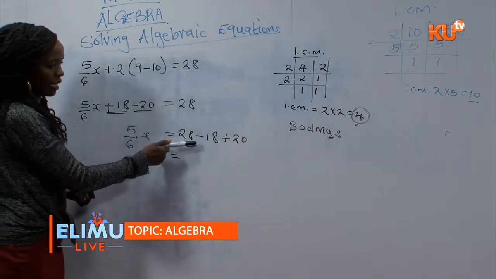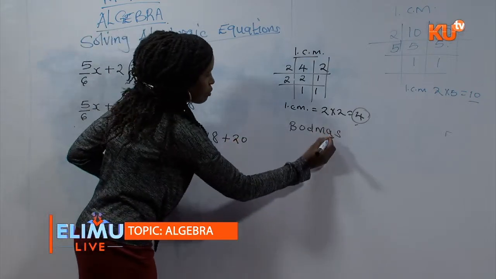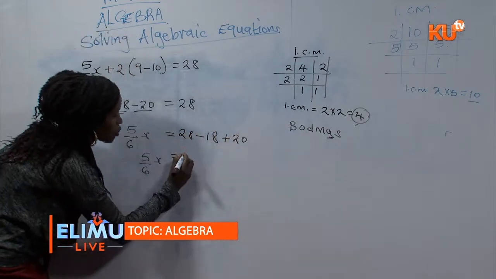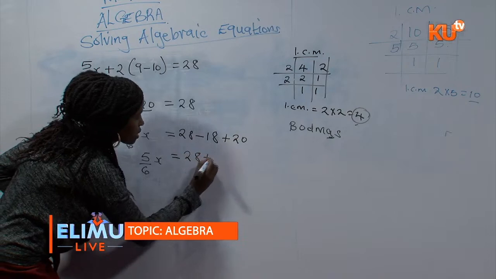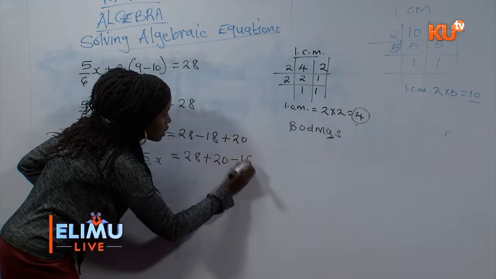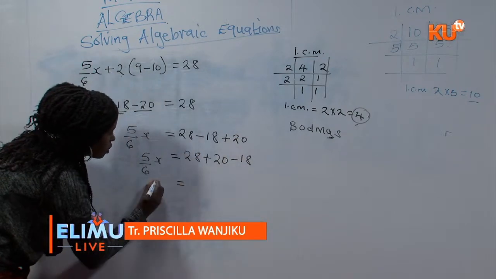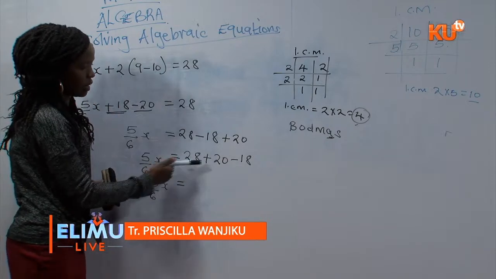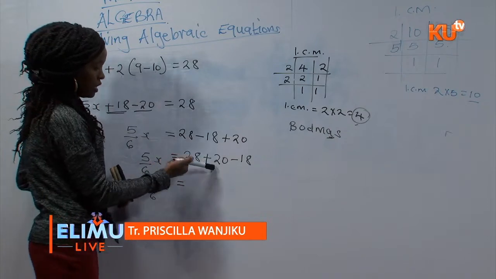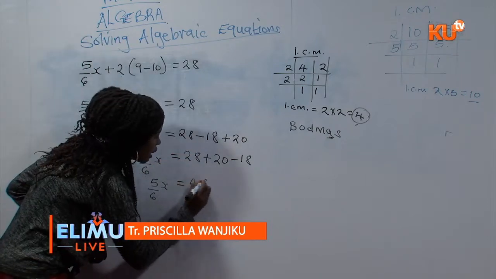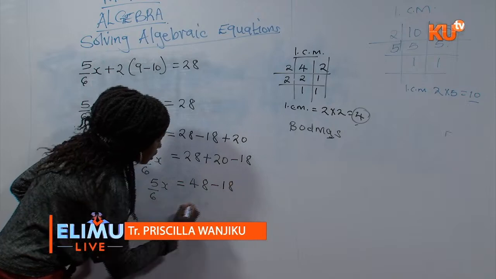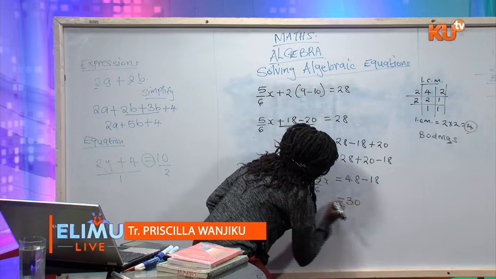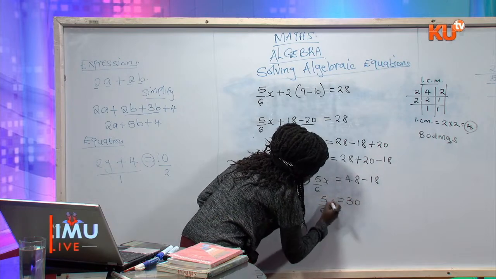So you're going to arrange this one again according to BODMAS, because addition should come before subtraction. So we are going to have 28 plus 20 minus 18. We remain with 5 over 6 x, x is not changing. We add 28 plus 20, we get 48. Then 48 less 18, we are going to get 30, and this is 5 over 6 x.